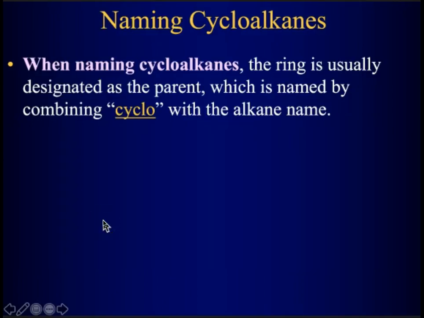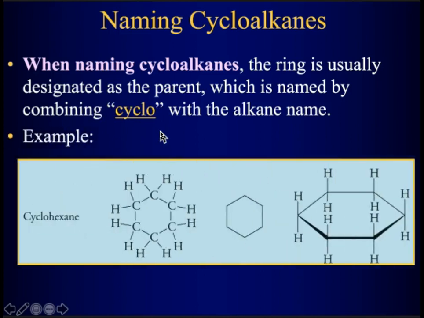Now, we didn't actually talk about how to name these cycloalkanes when we were looking at just our normal alkanes, but it's actually very, very similar. So when we're going to name these cycloalkanes, the ring is usually designated as the parent, which is named by combining cyclo in front of the alkane name. So for our last example, cyclohexane, 6 carbons in a ring, so it's a hexane, but it's in a ring, so we put the word cyclo out front.